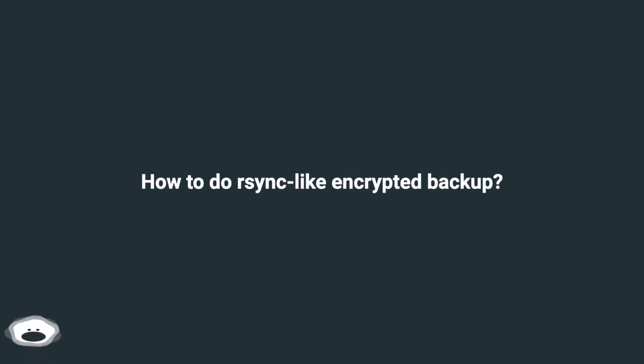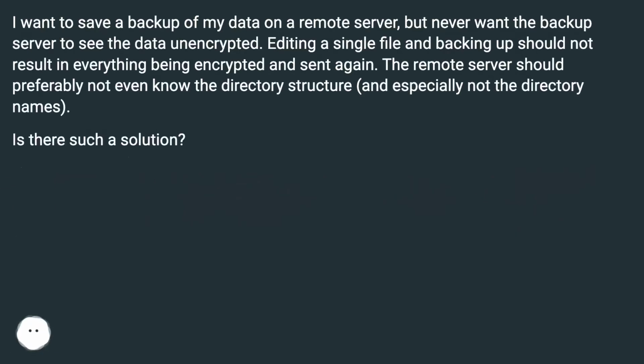How to do Rsync-like encrypted backup? I want to save a backup of my data on a remote server, but never want the backup server to see the data unencrypted. Editing a single file and backing up should not result in everything being encrypted and sent again. The remote server should preferably not even know the directory structure, and especially not the directory names. Is there such a solution?